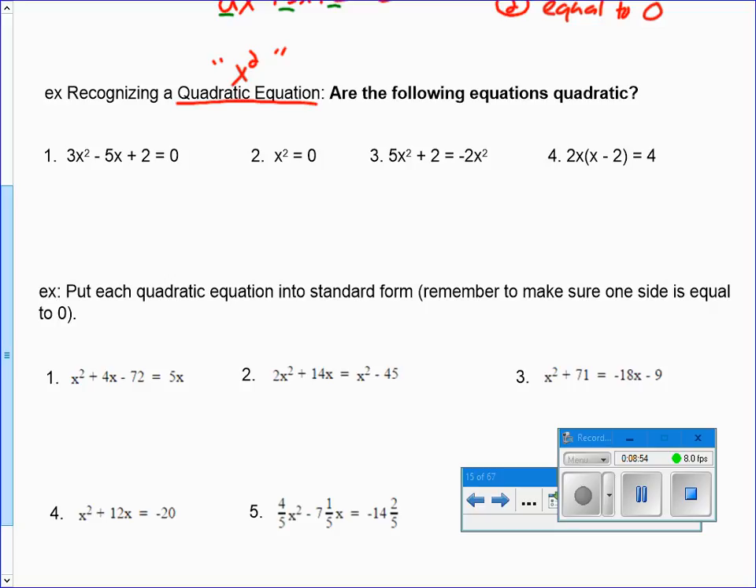So number 1 is quadratic, right? This is our highest degree term, x squared. So this is a quadratic equation. Alright, number 2, same idea. There's only one term over here, it is x squared. X squared is quadratic, so this one is also quadratic.